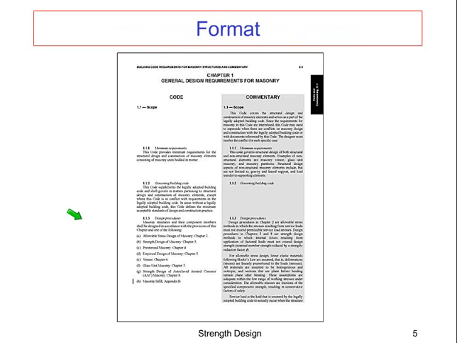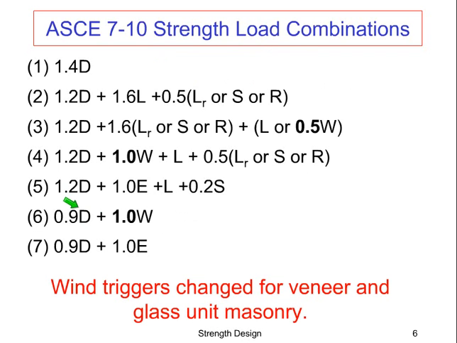Again, we changed the format, so the code is on the left, the commentary is on the right, so those are matched together. Hopefully that will help the user easily find things in the commentary. We have updated to ASC 710 strength load combinations. The big change is, of course, that the wind load was changed. So in ASC 710, the wind load is now at a strength level, a load with a load factor of 1.